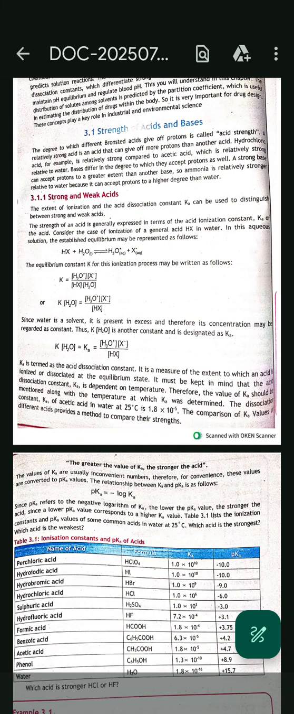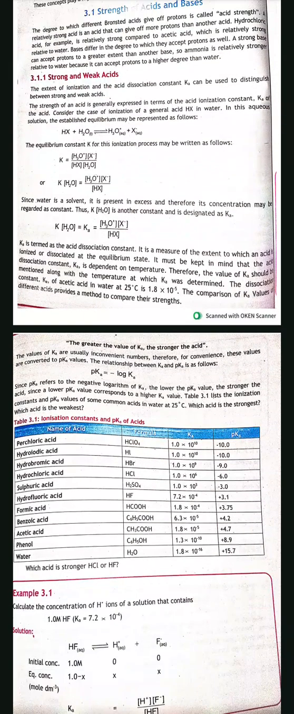So by taking that water into the multiplication on the left hand side, we got Ka is equal to [H3O+][X-] divided by the concentration of HX. So Ka is the term which is the acid dissociation constant. It is a measure of extent to which an acid ionized or dissociated at the equilibrium state. It must be kept in mind that the acid dissociation constant Ka is dependent on temperature. Therefore, the value of Ka should be mentioned along with the temperature at which Ka was determined.